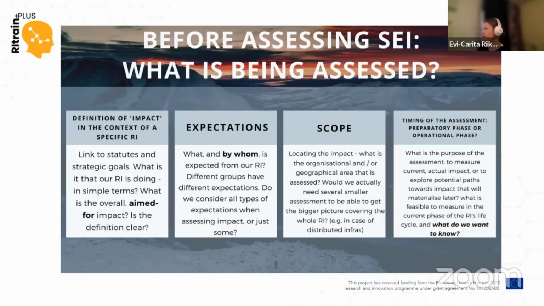Are there some geographical differences, for example, or are they all included in the assessment, or should they be assessed somehow separately? Would it be easier to have several smaller assessments so that one would be able to get a bigger picture? For example, in the case of distributed infrastructures, how can we synchronize the impact assessments in a way that would cover the area that we really want to be included in the assessment?